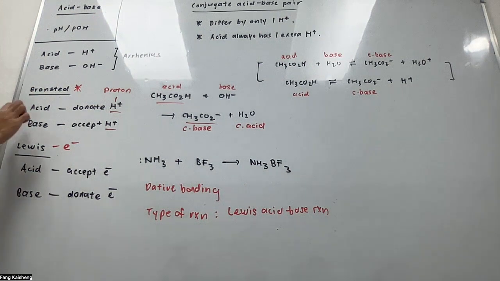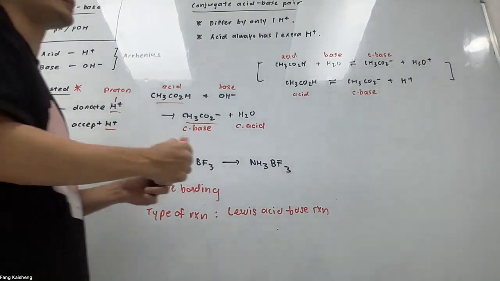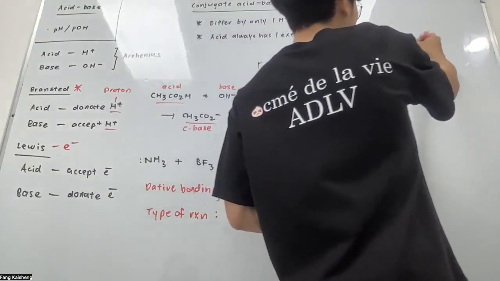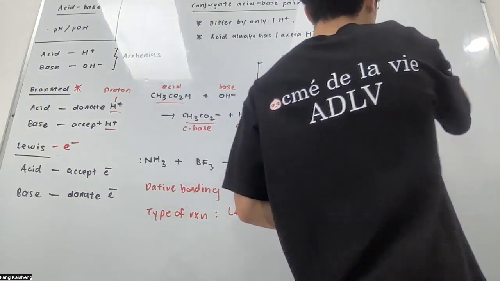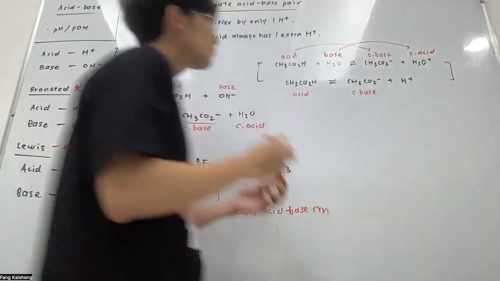You all have to look at the definition solely, that a base is something that can accept an H plus. As you can see, it accepts the H plus to form H3O plus, which is its conjugate acid.